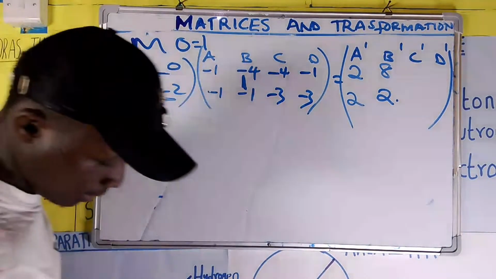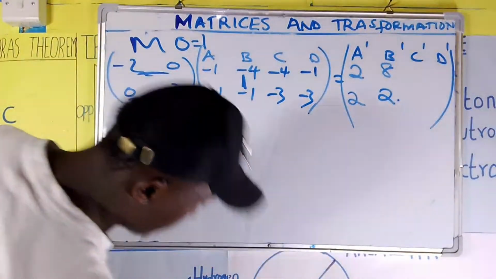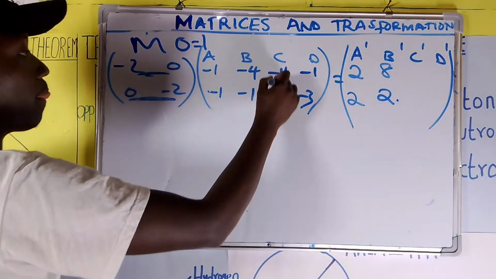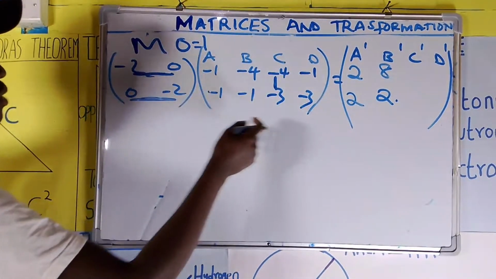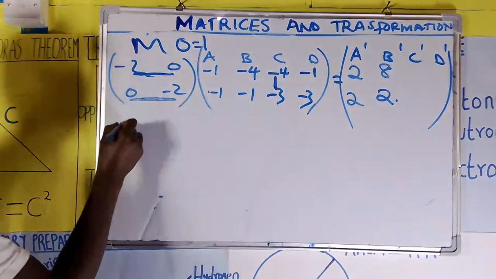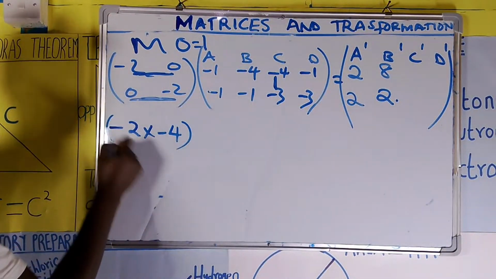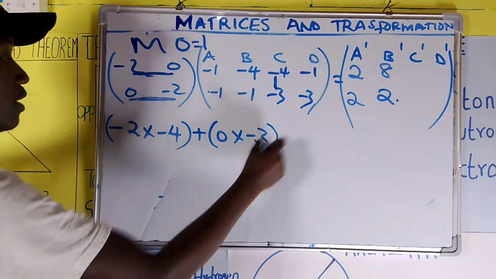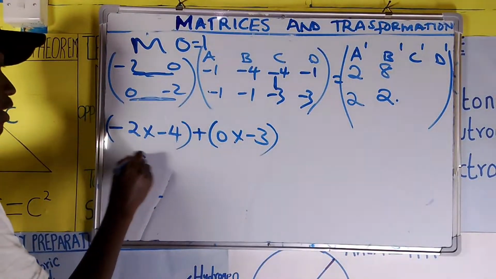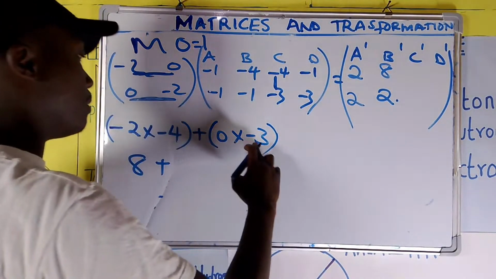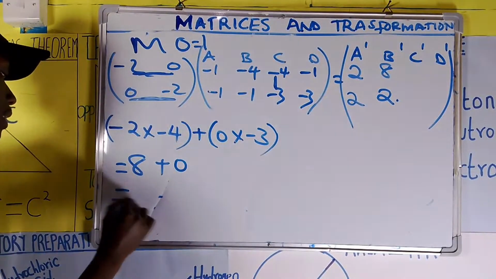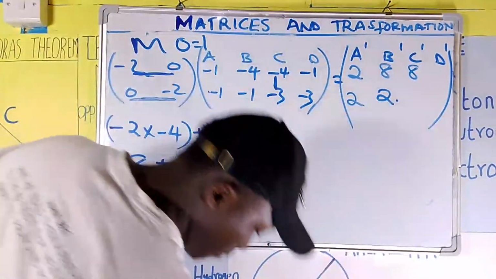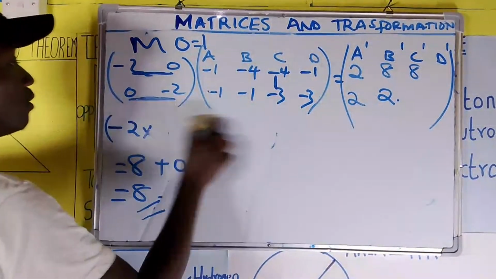Tuende hiyo nyingine. Hiyo nyingine ni ya 3C. So ni ya juu na hii kushuka. So -2 times -4 na 0 times -3 plus 0 times -3. -2 times -4 is 8 plus 0 times -3 is 0. So that will give us 8. Tuende ya chini.